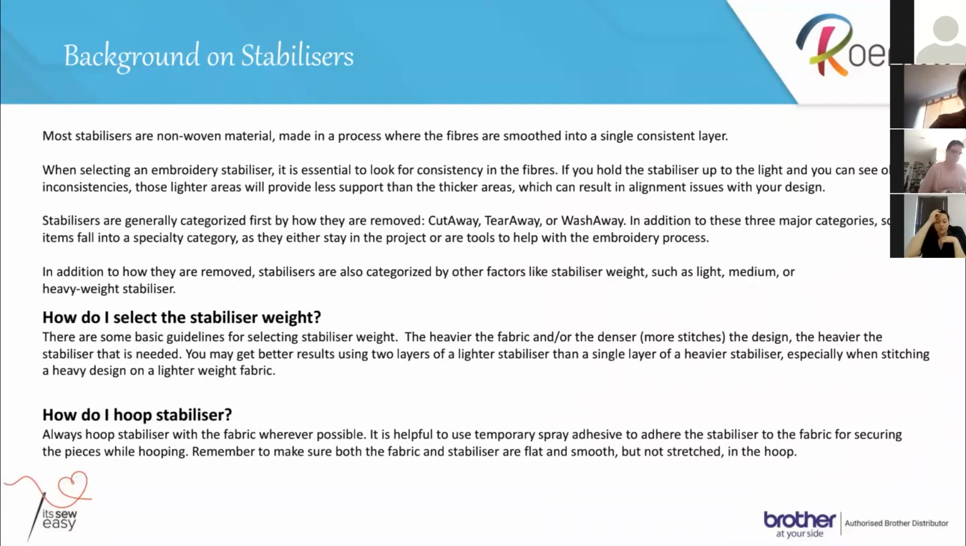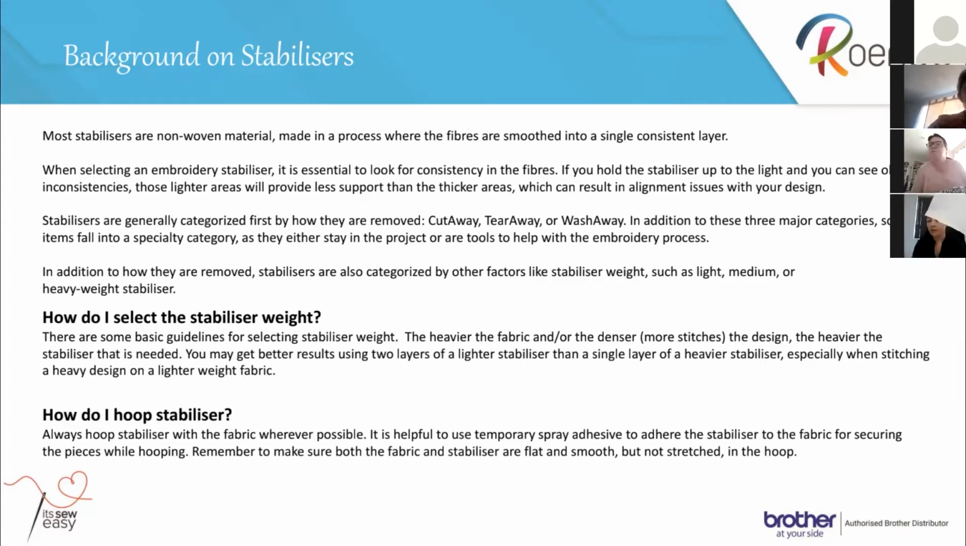So it is very important when selecting a stabilizer. It is essential to look at the different consistency in the fibers. I want to show you this one specifically. I'll move my camera around now so that you can see it beautifully. So stabilizers, let me just pull out the other one as well, has to have a consistent, let me see if you can see this. It must have a consistent weave.